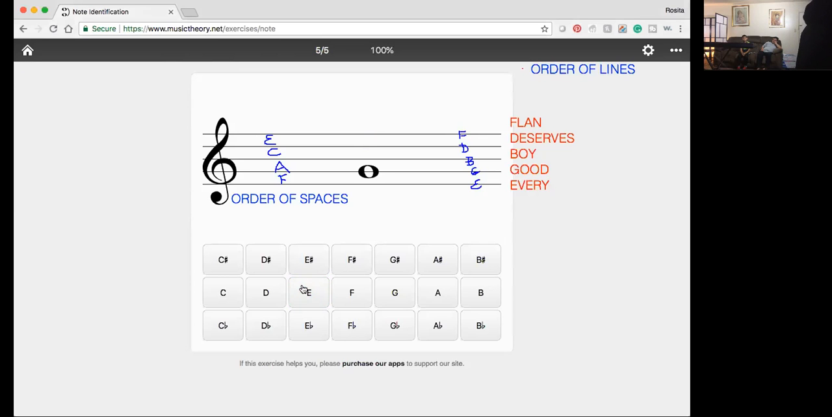All right, this note, is this a line note or a space note? Yes, what number? Yes. So we're going to use the order of spaces or order of lines? You just told me it's a line. So which one am I going to use? Lines, yes. And you told me the second one, right? The second line? All right, so what's the second word? So this is flan? Good. Yes, so therefore the second line is, what could this start with? Yes.